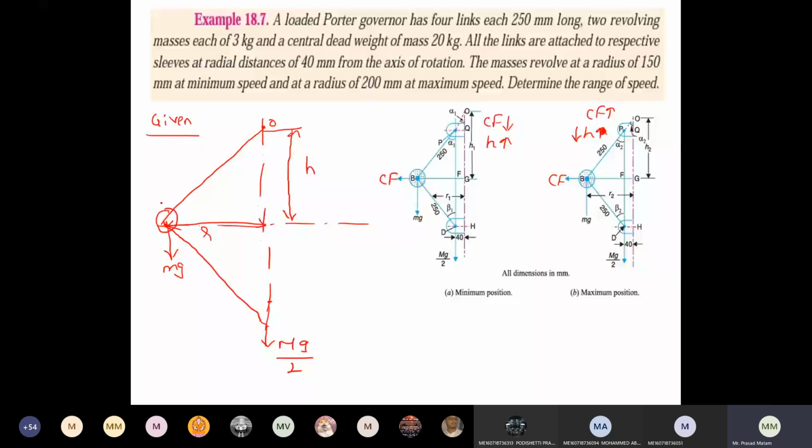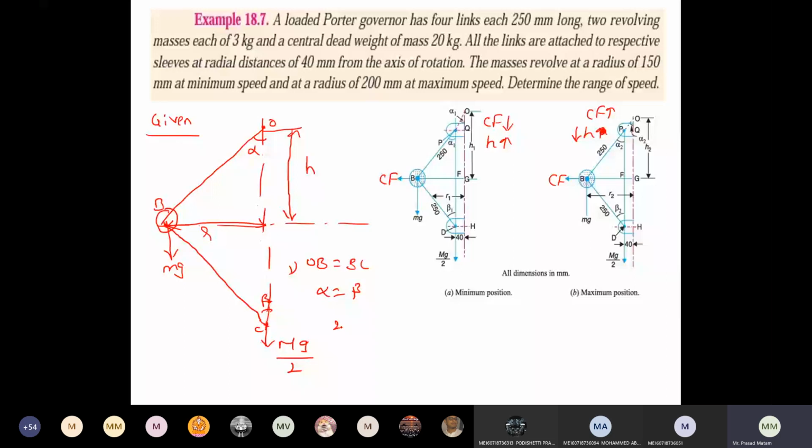OB and BC are the two arms. This angle is alpha, this angle is beta. Since OB is equal to BC, alpha is equal to beta. This is one condition: when the upper arm is equal to the lower arm, angle alpha is equal to angle beta. This is case 1 we are having.